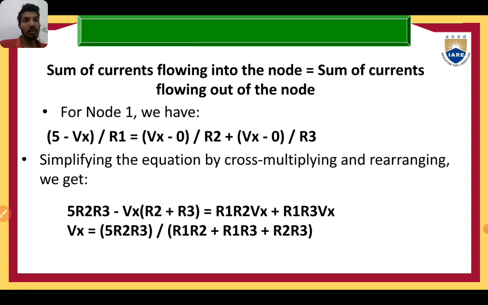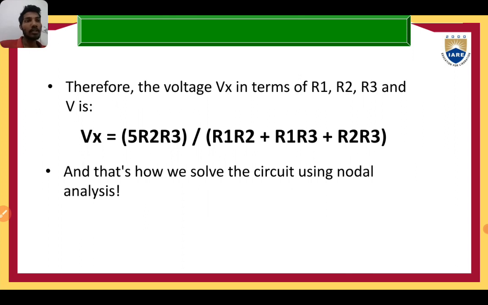0) by R3. Simplifying the equations by cross multiplying and rearranging, we get 5R2R3 minus Vx into (R2 plus R3) equal to R1R2Vx plus R1R3Vx. Vx equal to 5R2R3 divided by (R1R2 plus R1R3 plus R2R3). Therefore, the voltage Vx in terms of R1, R2, R3 and V is Vx equal to R1R2R3 by R1R2 plus R2R3 plus R3R1. And that's how we solve the circuit using nodal analysis.